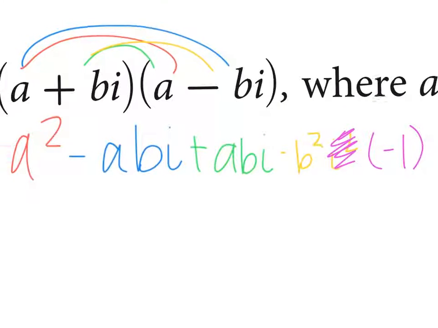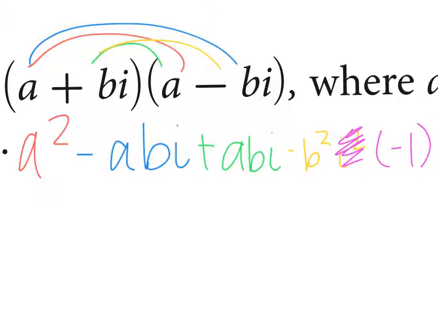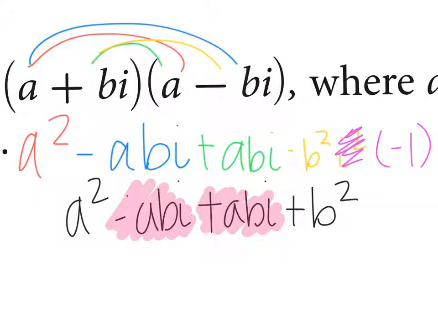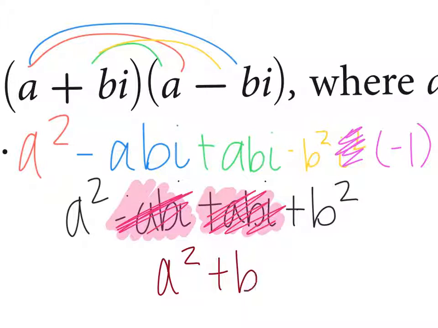So then I can simplify this a little bit. I can rewrite it again at least and get rid of some of this. So I have a squared minus abi plus abi. And then a negative b squared times a negative 1 is a positive b squared. So now if I look at this, well, I have some like terms. I have this negative abi and this positive abi, and they are actually going to cancel each other out because one is negative and one is positive, and so they're opposites of each other. So I am just left with a squared plus b squared.